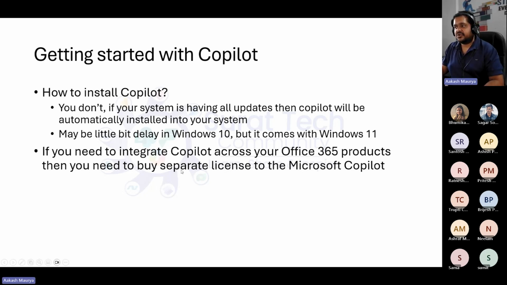And if you need to integrate Copilot across your Office 365 products, that means your organization has M365 implemented. They have Teams, OneDrive, Word, Excel, PowerPoint, Microsoft Forms, even SharePoint. If they have all these products, then you have to buy a separate license to integrate Copilot into them. I will show that in the demo as well, how the integration works. I have a license for Copilot, so I can show you that.